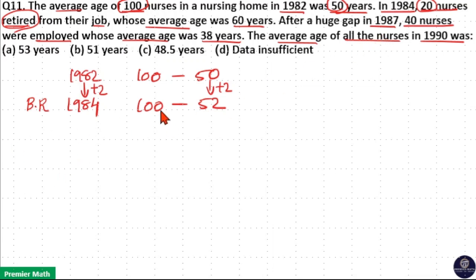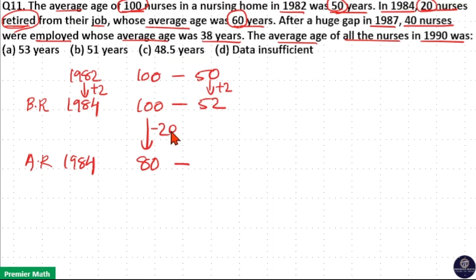Now, after retirement of 20 people in 1984, employees will become 100 minus 20, 80. So, average age of these 80 people becomes 52 minus the decrease in average. So, we need to find out the decrease in average here. Here 20 people retired and their average age was 60 years. But previously these 20 people were included in the 100 and their average was 52.